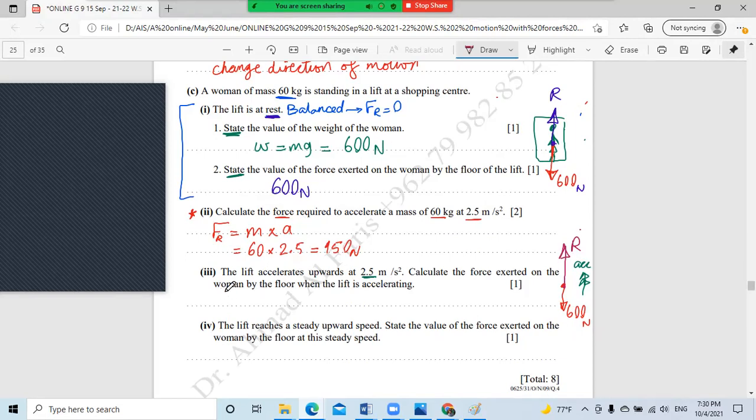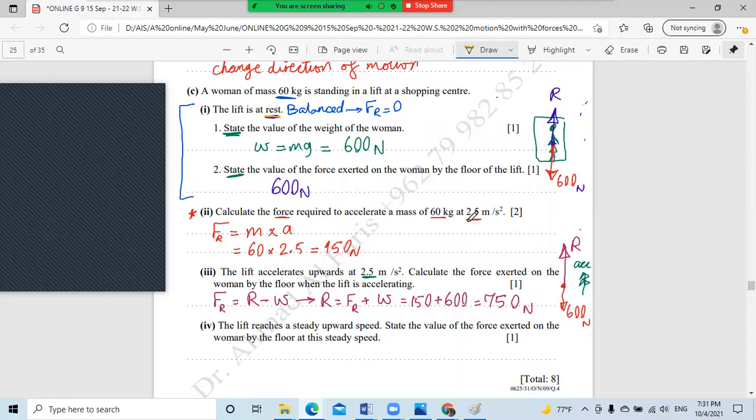So we know that the resultant force equals the lift force, R, the normal reaction, minus the weight. Now the resultant force is 150, the normal reaction is unknown, minus the weight, which is 600 and doesn't change. That means the normal reaction force equals the resultant force that we just found in double I plus the weight. So the answer will be 150 plus 600, which is 750 Newton. Again, now when the lift was at rest, the normal reaction and the weight were equal because it's balanced.